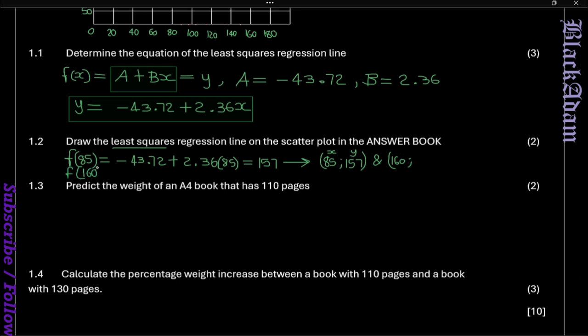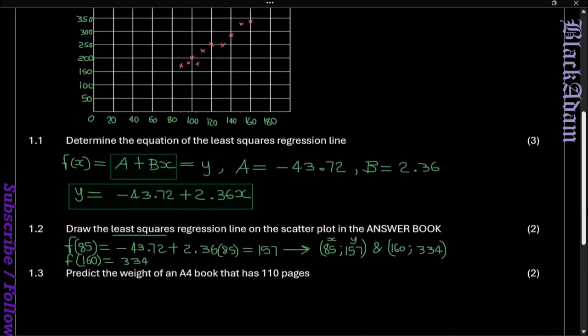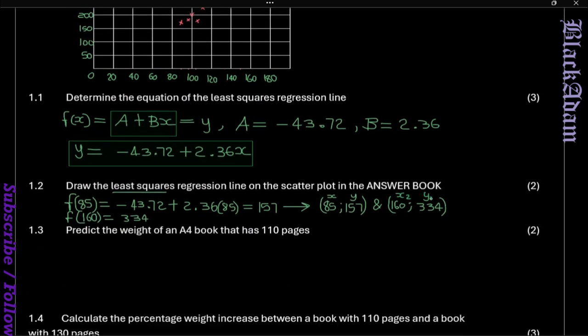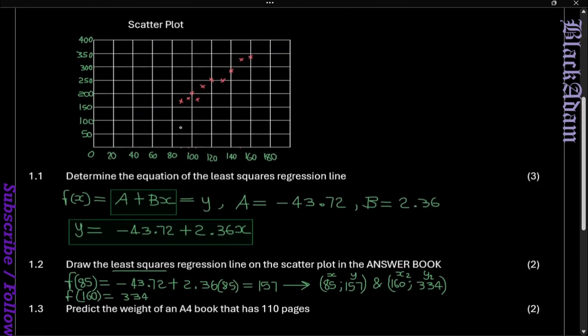Then you look for the highest point. In this situation it is 160, so you punch in 160 there. That will give us 334. So that's x2 and y2. For the point 85, we have 157, and 157 according to the table should be somewhere there. Then coming up to 160, 334 should be somewhere there. And you draw a line that joins those two points. So that's the least square regression line for you.